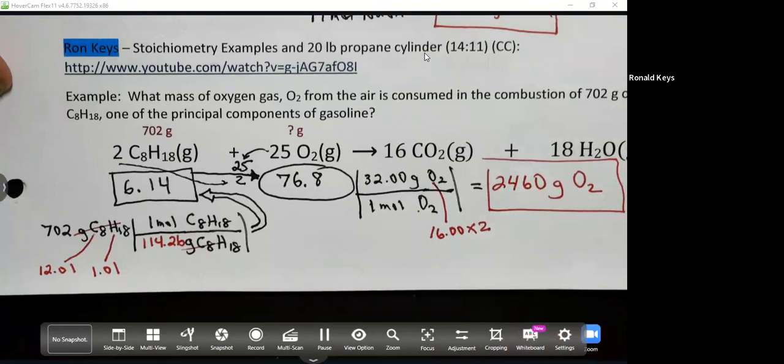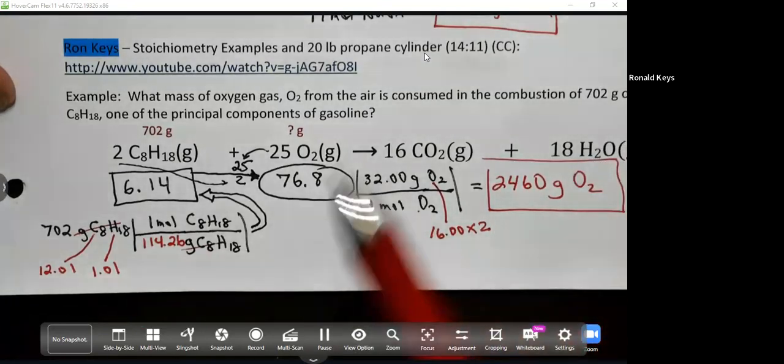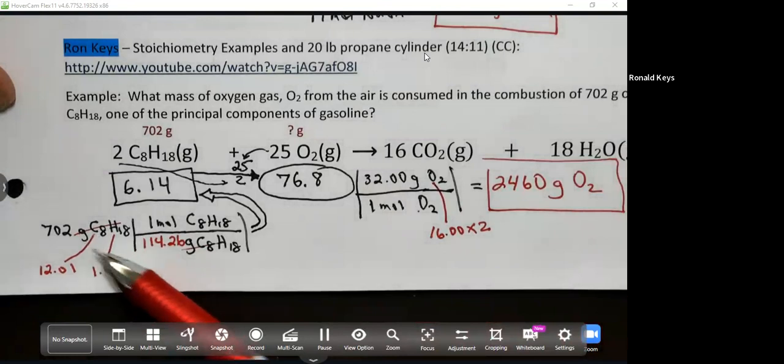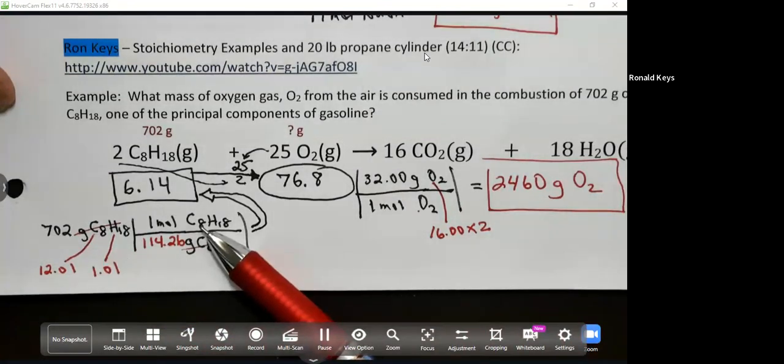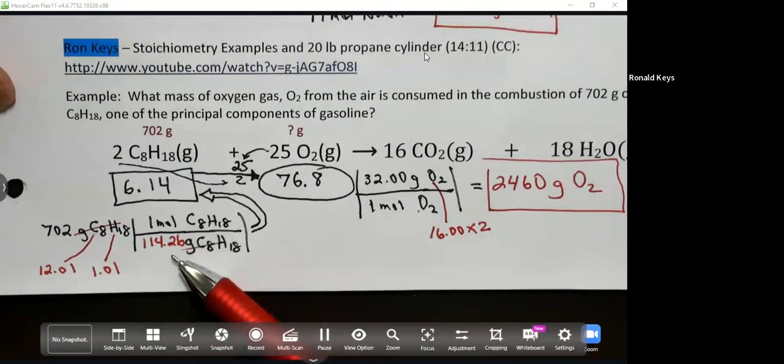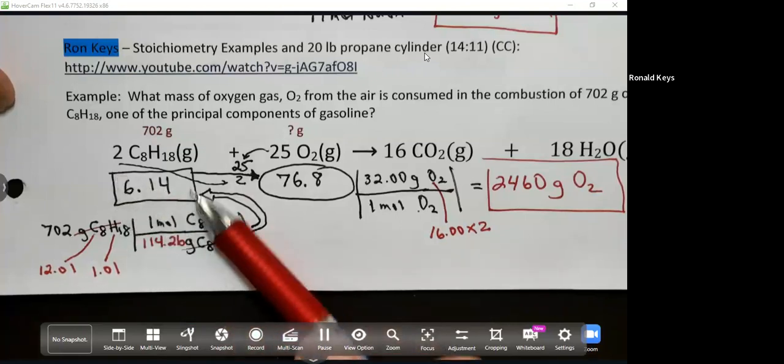So let's review how uncomplicated this is. We are going grams to moles. Molar mass, we're adding up 8 carbons and 18 hydrogens to get this number. This is always 1 mole. That is our starting moles.